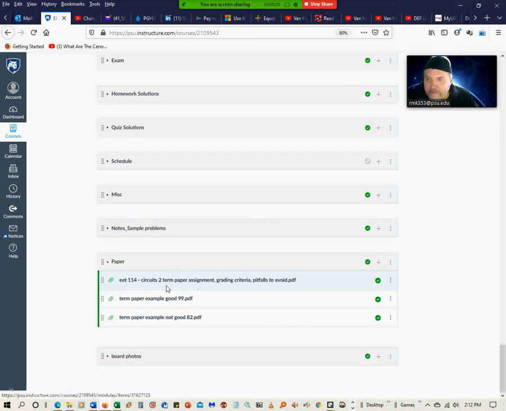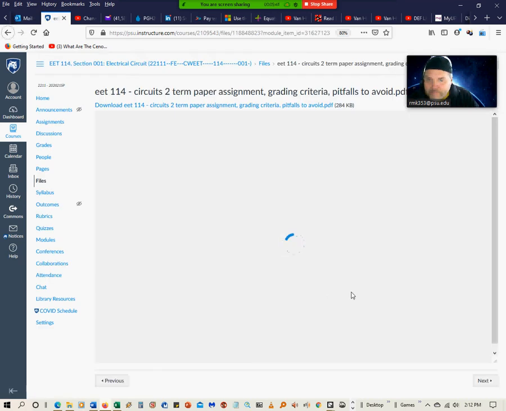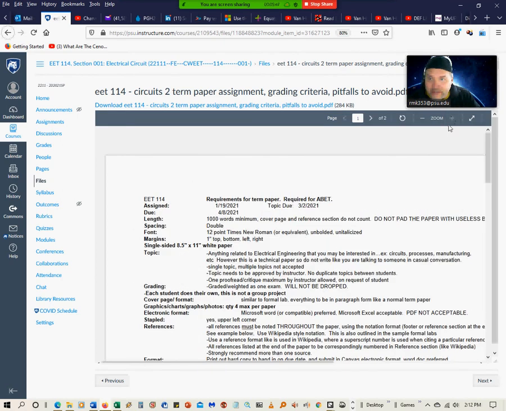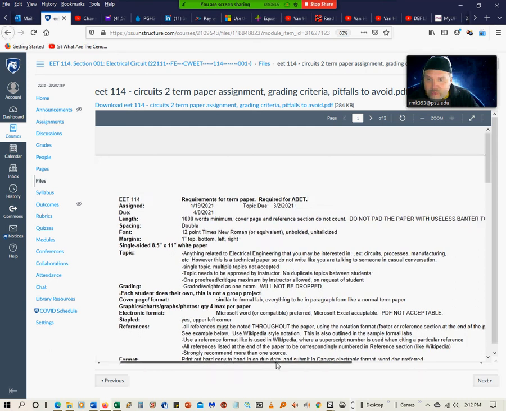The term paper, in this one document, I have the assignment to describe it in detail, and then grading criteria and pitfalls to avoid. So if we look at that real quick, it's assigned as of now, and basically this is the date it's assigned. You need to report your topic to me by March 2nd, and the paper will actually be due on April 8th.